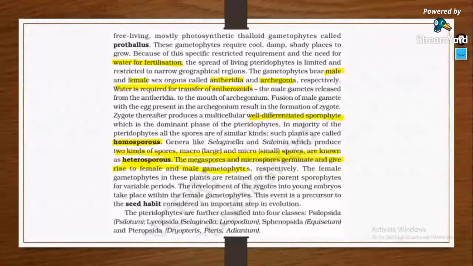The female gametophyte in these plants is retained on the parent sporophyte for a variable period. The development of the zygote into young embryos takes place within the female gametophyte. This event is a precursor to the seed habit, considered an important step in evolution.